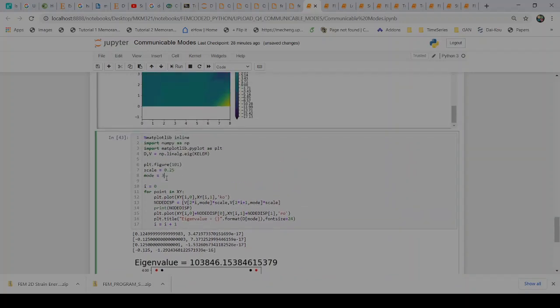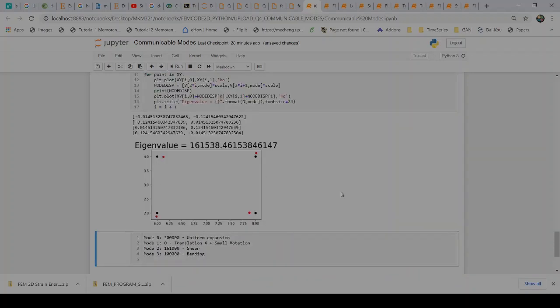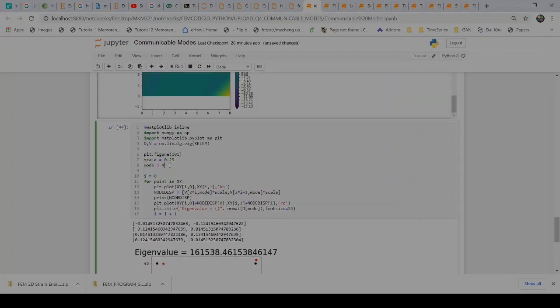Okay, mode 4. If I look at this carefully, this again looks to me like shear. Yeah. So this looks again like shear, but in the opposite direction to what we had previously. So mode 4 looks to me like shear. It's again 160,000. Mode 5.